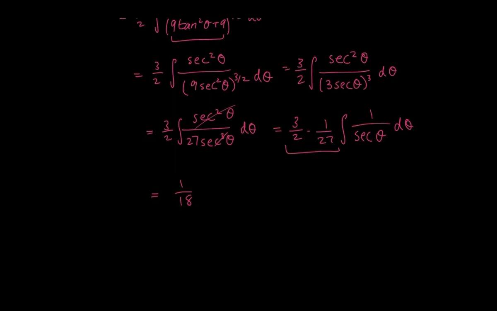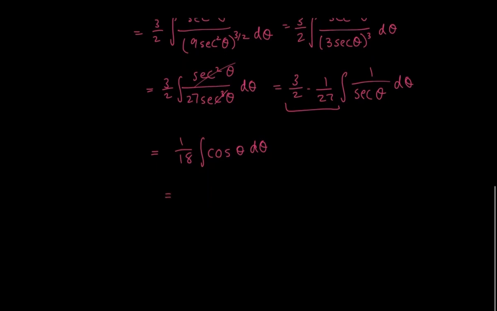And then 1 over secant, we know secant is equal to 1 over cosine, so 1 over secant is just equal to cosine theta d theta. Now just integrating this, I get 1 over 18, because the integral of cosine theta is equal to sine theta. This is an indefinite integral, so I have to add a constant c. And now I'm almost done. I'm done with the integration.